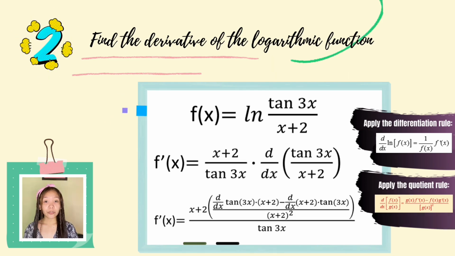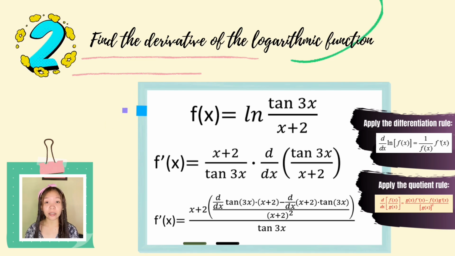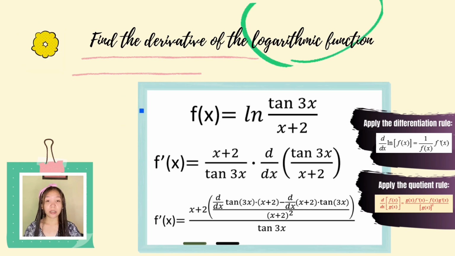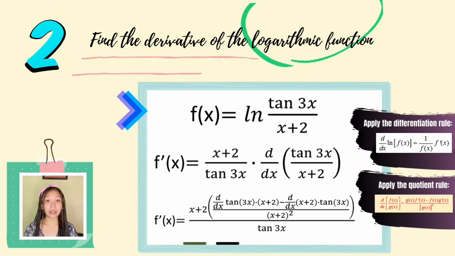In order to find the derivative of tangent 3x over x plus 2, we're going to apply the quotient rule. We assume that tangent 3x is our f(x) and x plus 2 is our g(x). You multiply g(x) by the derivative of f(x), minus the derivative of g(x) multiplied by f(x), all over g(x) squared.